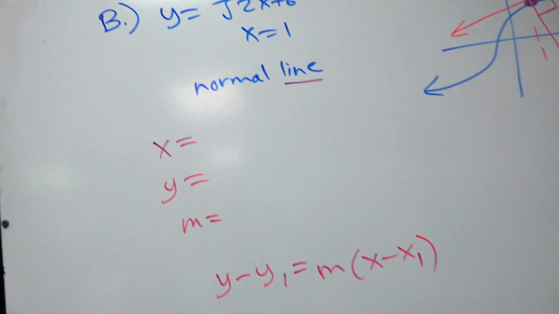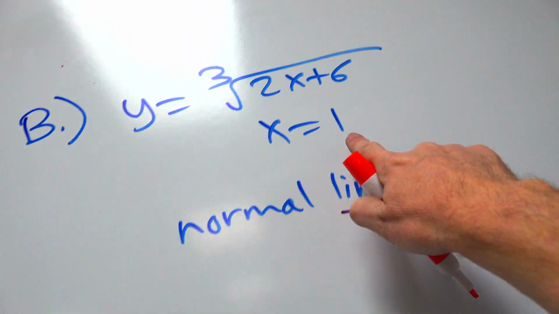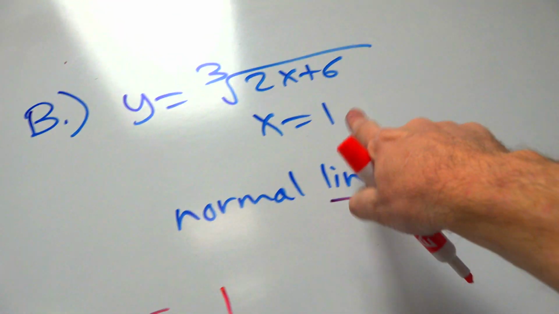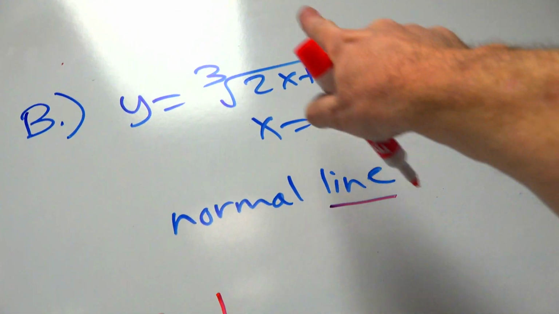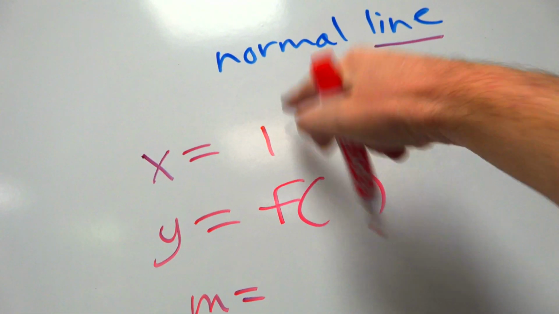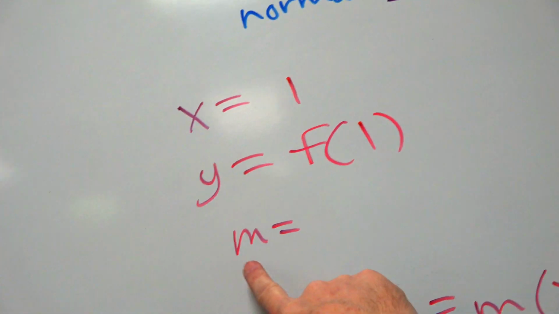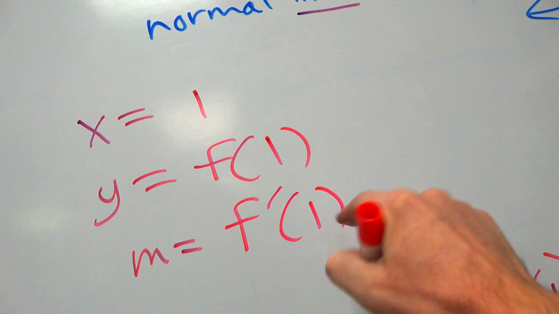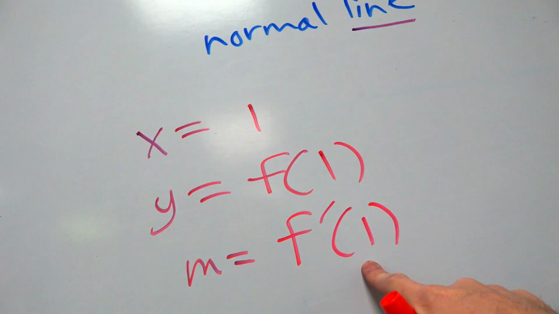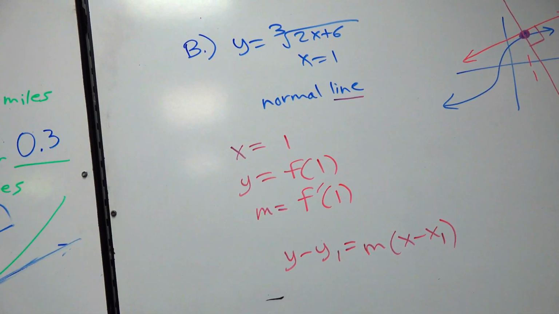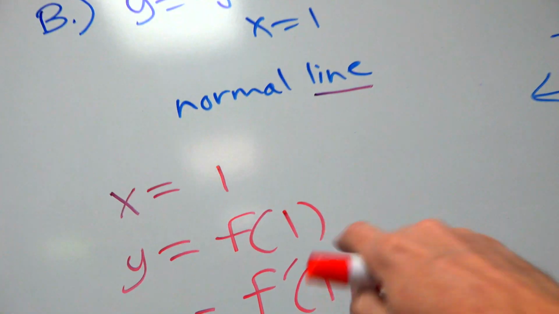Okay, so x is given: 1. See, this time I didn't give you the y-coordinate, but you can find it yourself because you've got an equation right there. The y-coordinate is always f of whatever that is. But the slope, isn't that always f prime of whatever x is given, right? And that's the difference between y-coordinates and slopes. They're very different, actually.